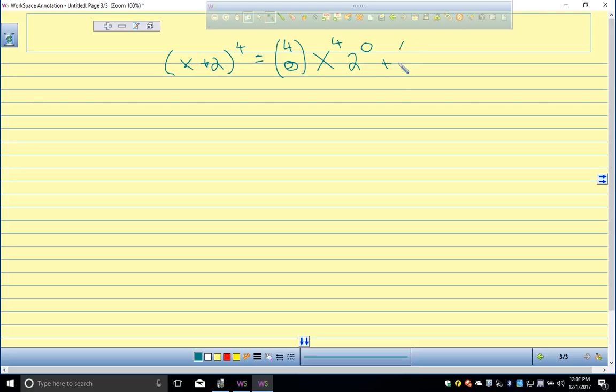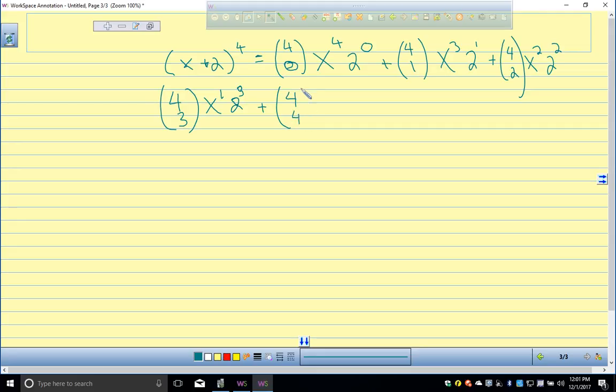So the next term is going to be 4 combination goes up by 1. The x exponent goes down by 1, and the 2 goes up by 1, 2 to the 1. Easy enough. Then the next one's going to be 4 combination 2. This one goes down by 1, this one goes up by 1. Then I have 4 combination 3. This one goes down by 1 to plain old x to the first, and this one goes up by 1 to 2 to the third. And then you stop once you get to 4 combination 4. Now you have x to the 0 and 2 to the fourth. So that's what it looks like in expanded form.